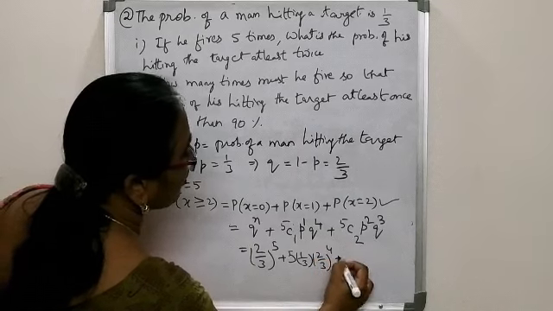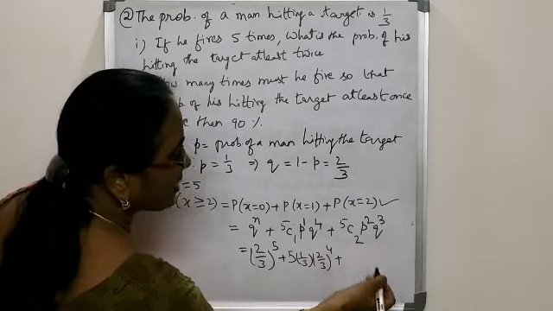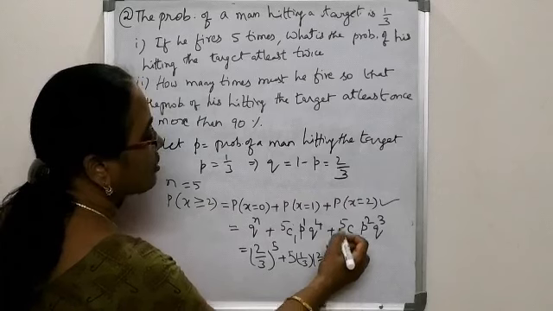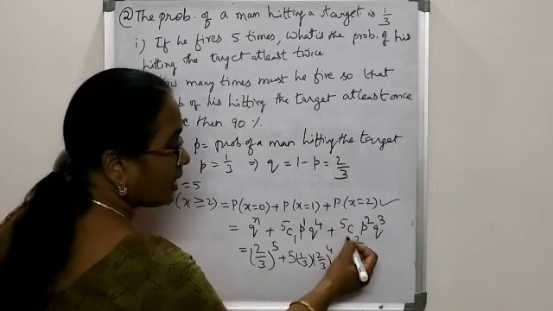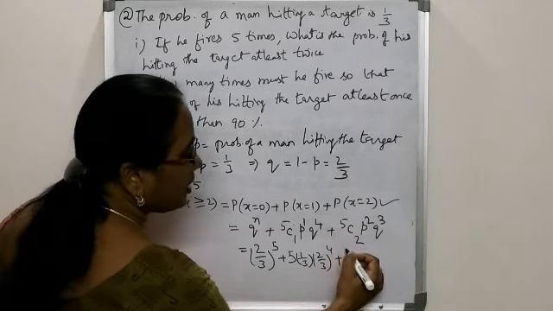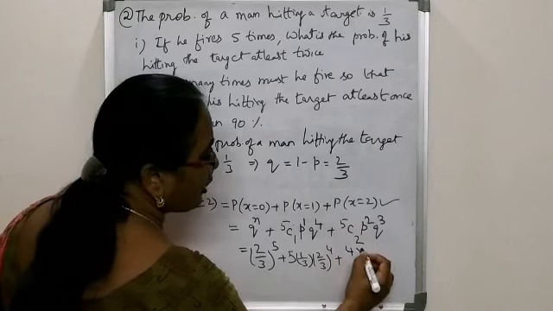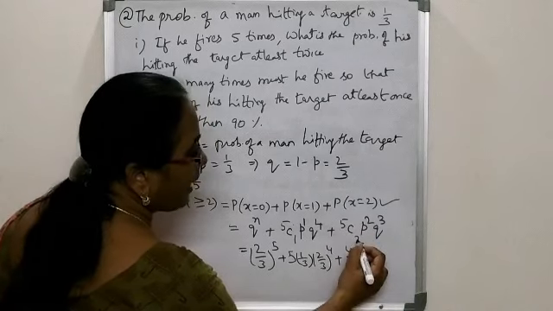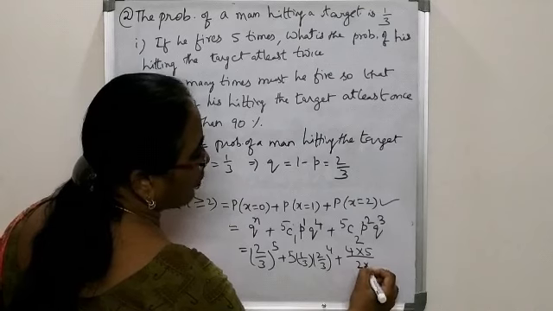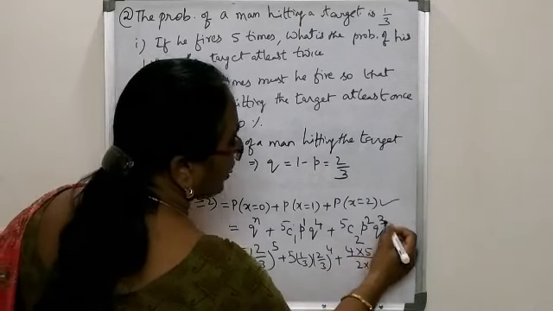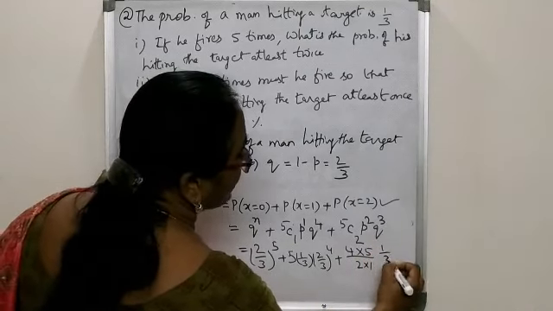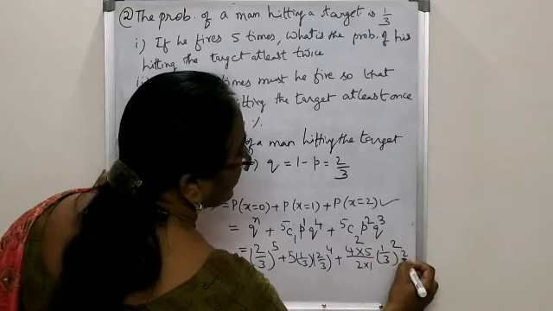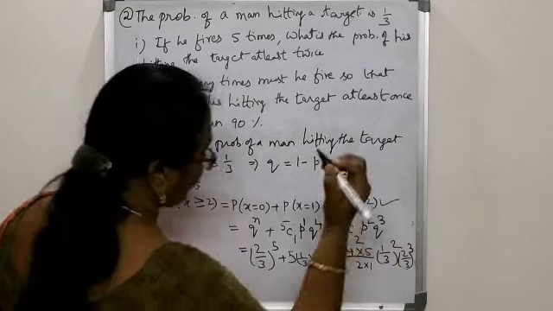So power 4. 5C2 is the same as 5C3, both are equal. So 5 factorial by 3 factorial. Right? 3 factorial is cancelled. No, it is 4 into 5 in the numerator by 2 factorial, which is 2 into 1. And p squared q power 3. P is (1/3)^2. Q is (2/3)^3.